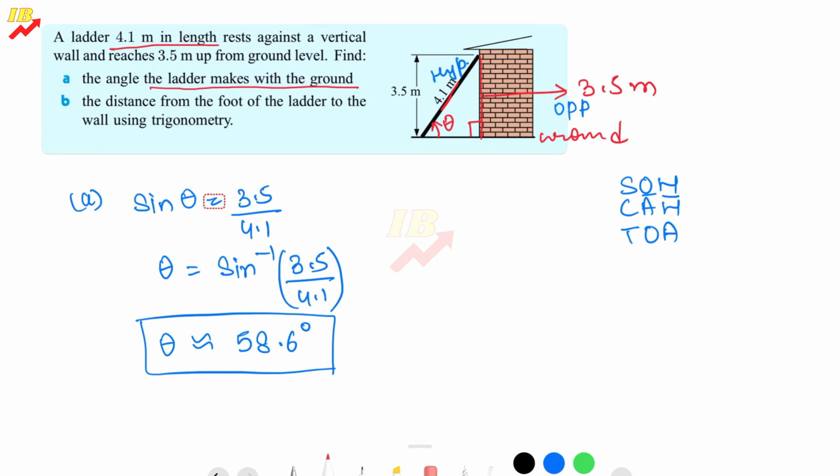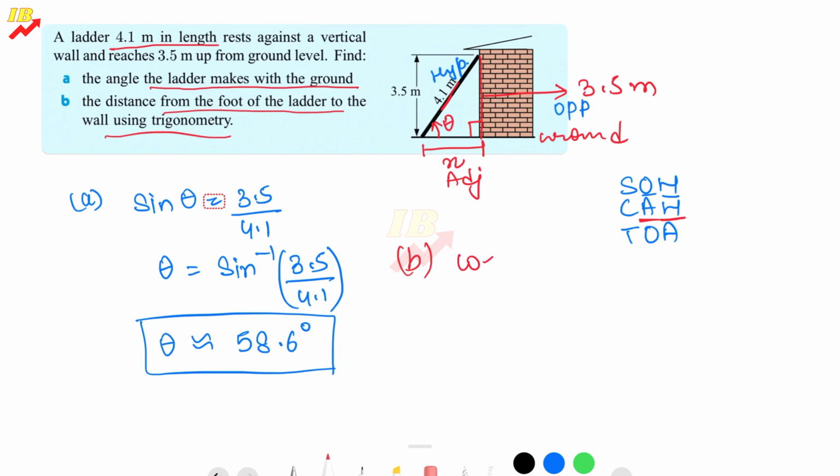Now we are coming to the B part. B part says the distance from the foot of the ladder to the wall using trigonometry. That means we are talking about this measurement. So for this, we can use another thing. So this was opposite, this was adjacent now, right? So now we can use adjacent and hypotenuse or adjacent and opposite. So I am okay to take this adjacent and hypotenuse.